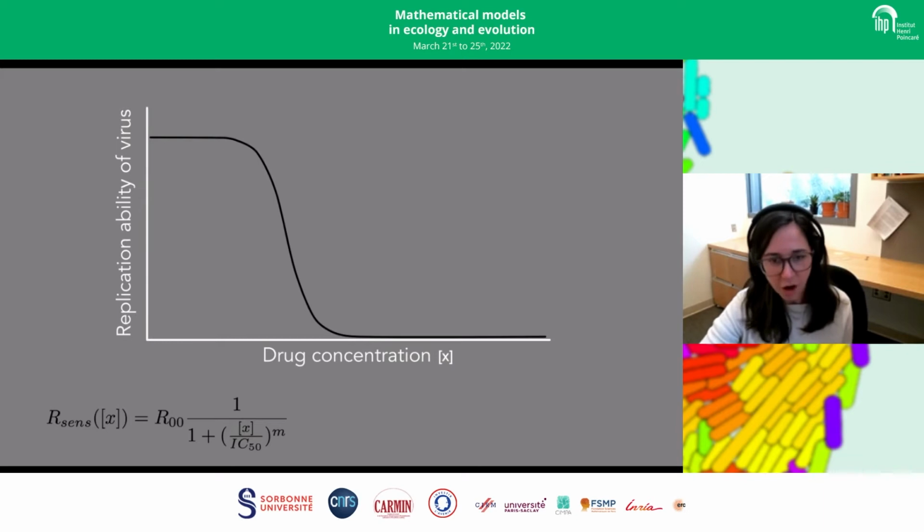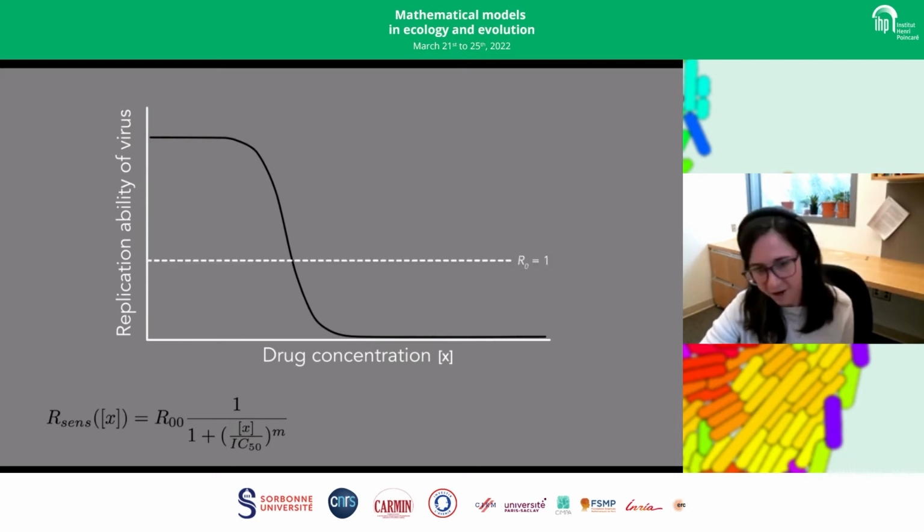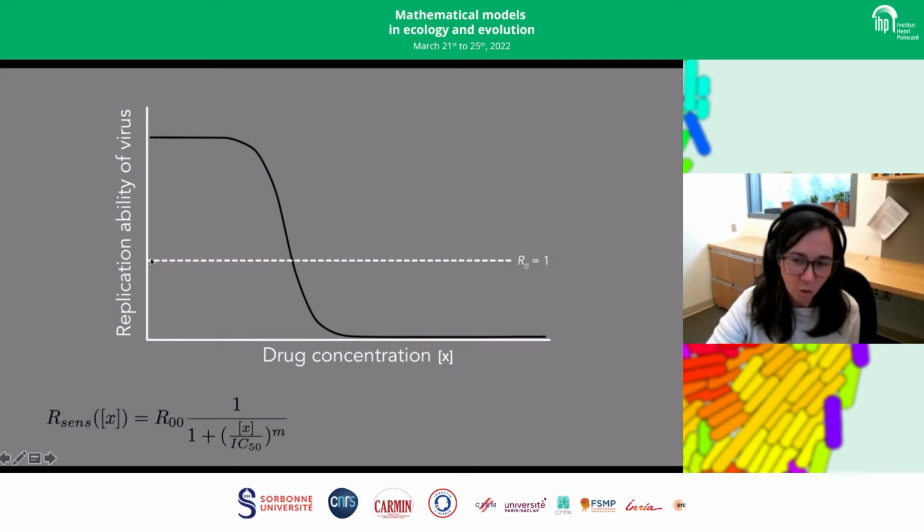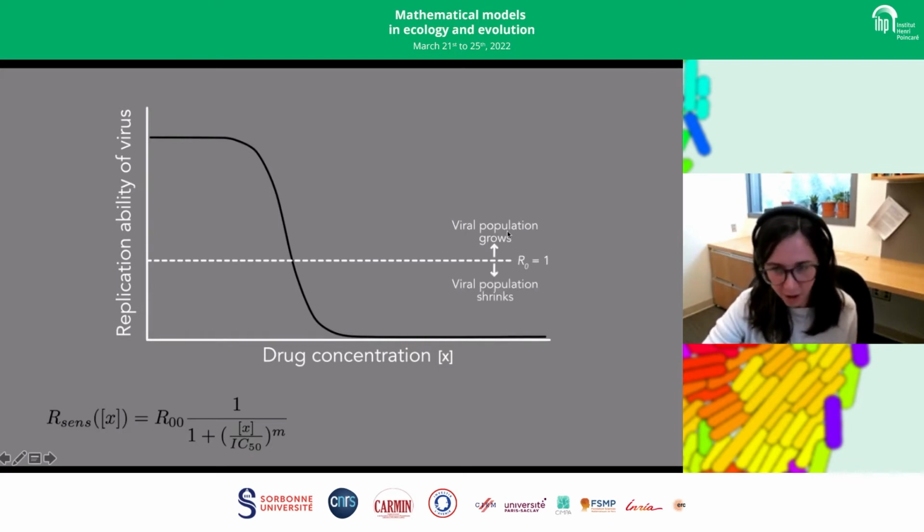So what happens when you get a drug resistance mutation? At the intermediate level, we have this critical R naught equals 1 line that we heard about in the last talk. If it's larger than 1, then the viral population will grow, and if it's smaller than 1, then the viral population will shrink. So hopefully we're treating with drug concentrations that are over here, so the viral population is shrinking.